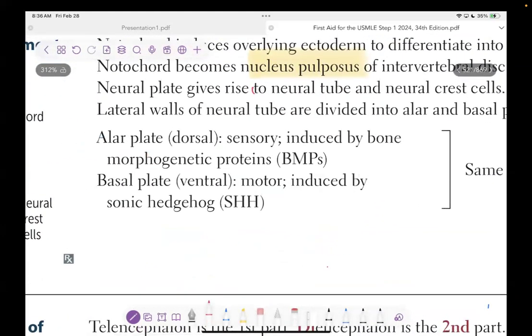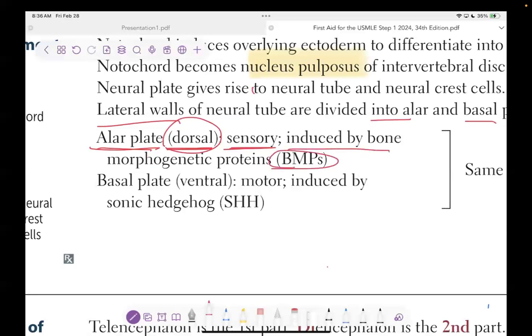So let's see what the first text says about that. Alar plate or dorsal part. We said that the lateral walls of the neural tube divide into the alar plate and basal plate. The alar plate is called the dorsal wall, which is the sensory part of the brain and spinal cord. And this is induced by bone morphogenic protein. Bone morphogenic protein is coming from the neuroectoderm in the back, right? In the back. And the basal plate, which makes the ventral or anterior part of the spinal cord and the brain, carries the motor function, and it's induced by the sonic hedgehog gene.